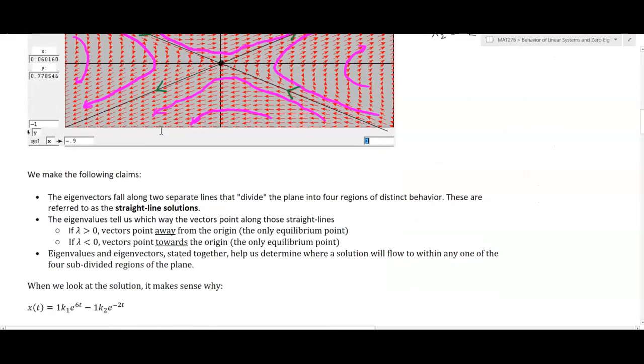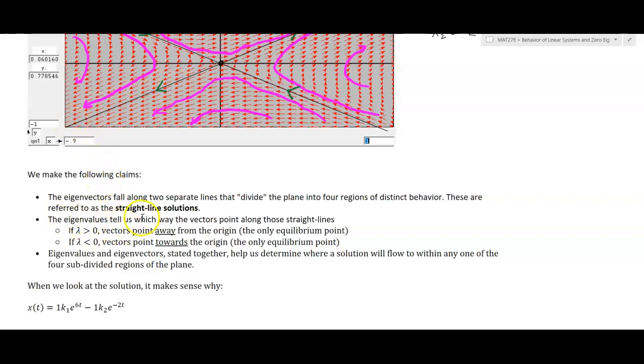So we're ready to make the following claims. The eigenvectors fall along two separate lines that divide the plane into 4 regions of distinct behavior. These are referred to as the straight line solutions. You could have an initial condition that falls along that straight line, and if it does, it'll just propel at a linear pace outwards. That doesn't mean that the graphs of x versus time and y versus time will be linear, because that depends on the size of the vectors, and those are changing, either shrinking or, in this case, getting longer and longer.